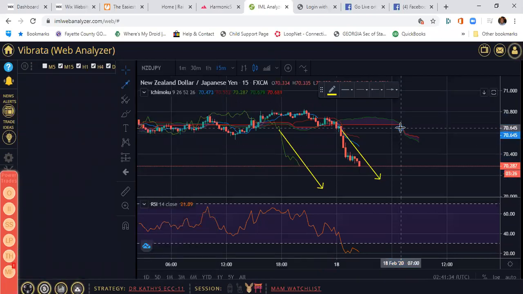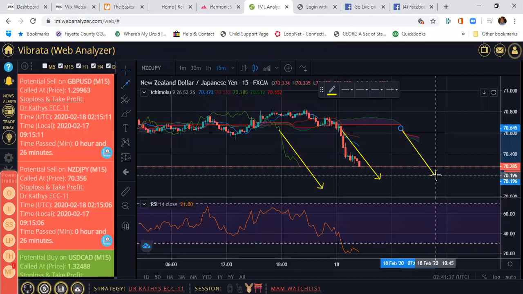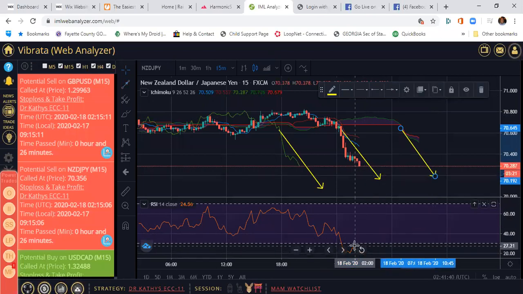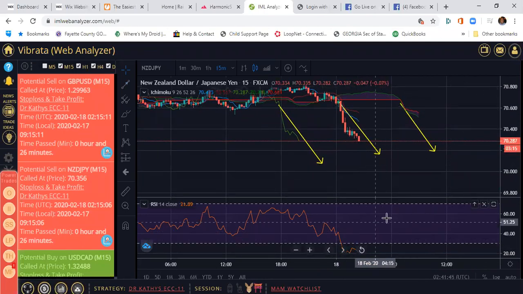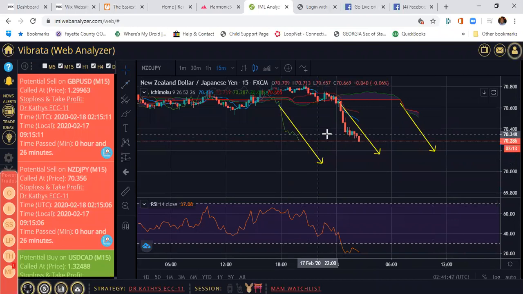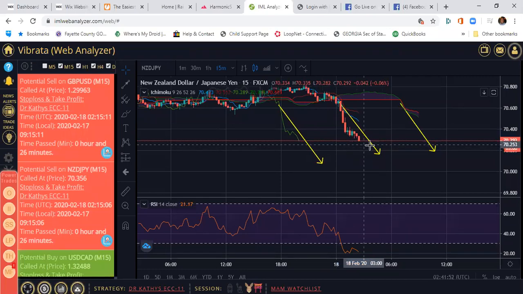The cloud, most likely, it's headed down. My RSI, you see my RSI is still down at the bottom, so that lets me know that it's still going down. I'm not worried about it turning yet. When this green line starts coming closer to my candles, that's when I'm going to start getting concerned that it's going to start consolidating before it turns around.